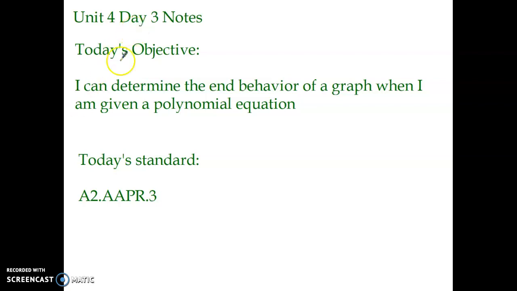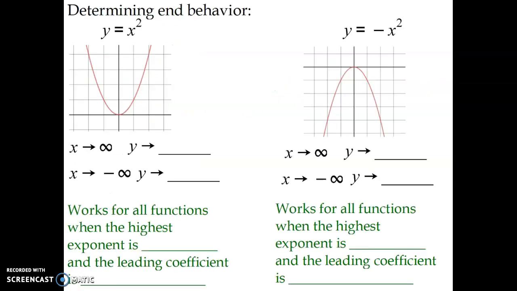Hey y'all, today we are going to do Unit 4, Day 3 notes, and we're going to be looking at end behavior of a polynomial equation. So I know we've already looked at this a little bit when you look at a graph, what is the end behavior? But today what we're going to do is look at an equation and figure out what the end behavior is going to be of a graph. So we're going to kind of do it backwards from what you have done in the past.